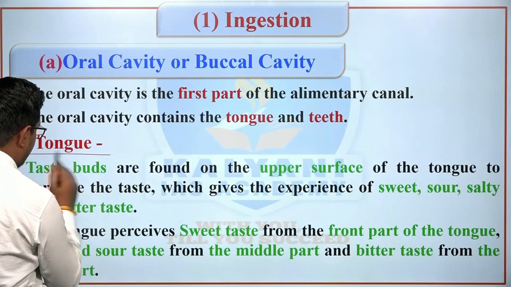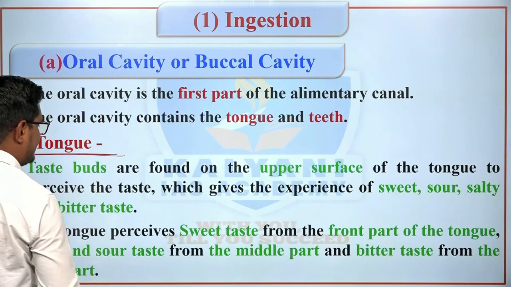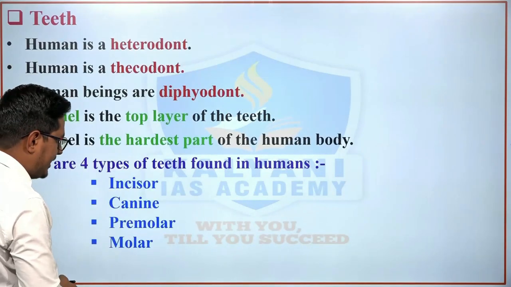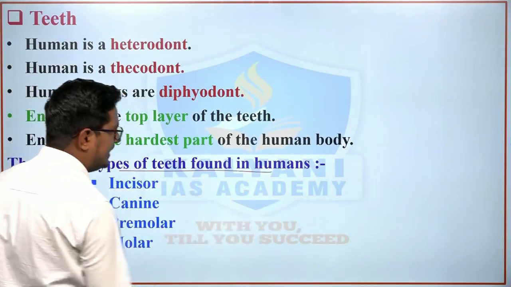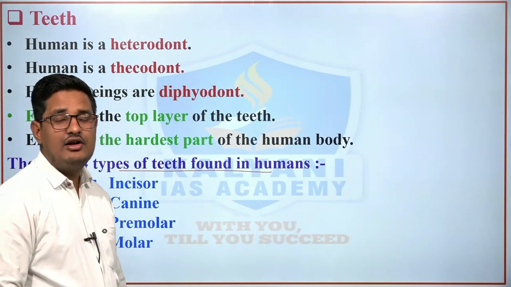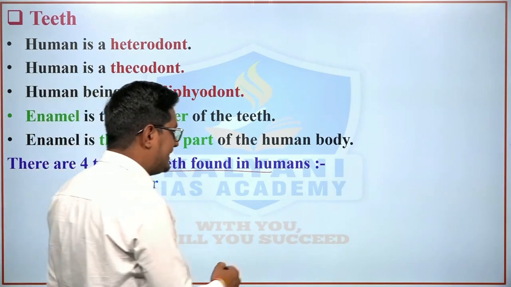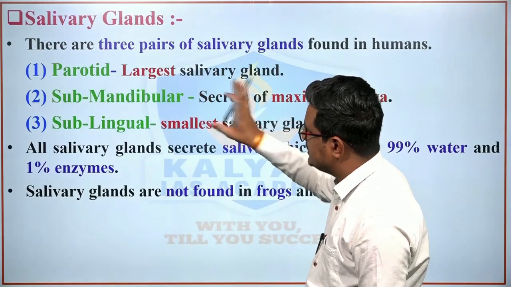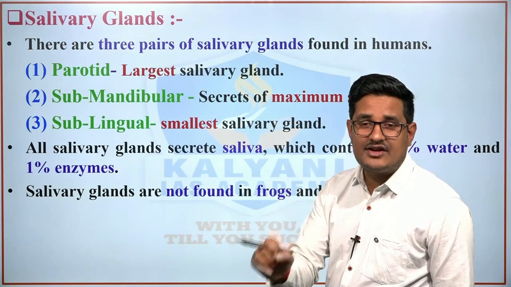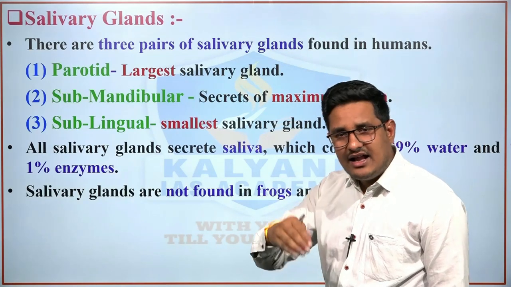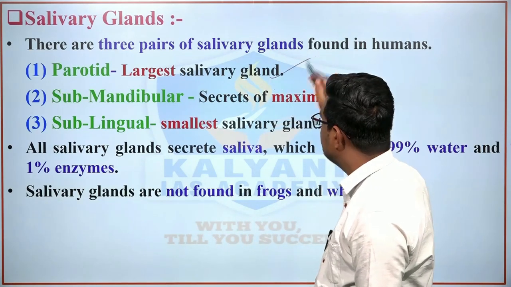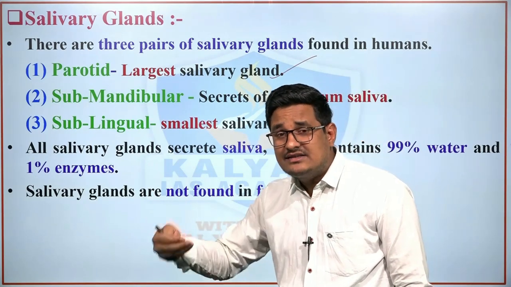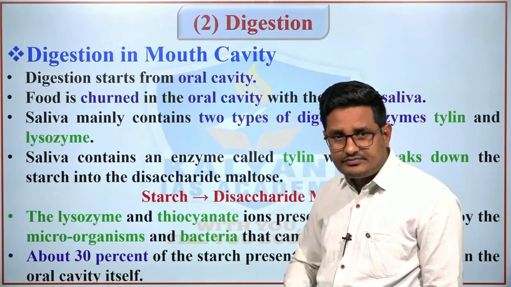Then the tongue: why is the tongue important in the digestive system? Which enzymes are found in the salivary glands? What are the four different types of teeth? Questions of this kind will be asked in exams. Which is the largest salivary gland of the human body? Or which salivary gland excretes the maximum saliva?